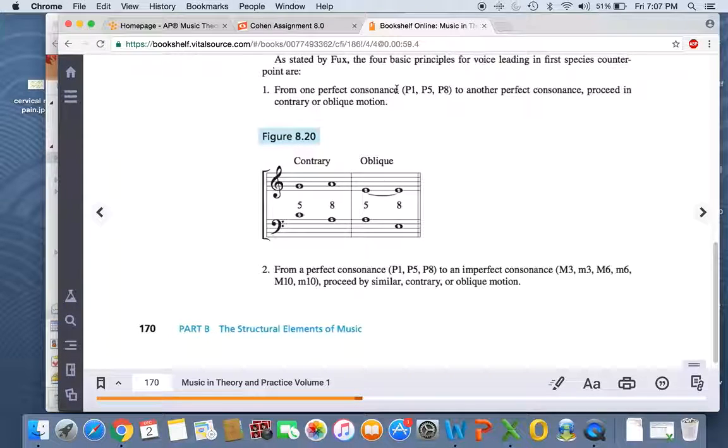From one perfect consonance, perfect interval, to another, a different perfect interval, proceed by contrary or oblique motion. Remember oblique motion? That's where one note stays and the other one moves. Contrary, they move in the opposite direction. From a perfect interval to an imperfect, major or minor, proceed by similar, contrary, or oblique motion.